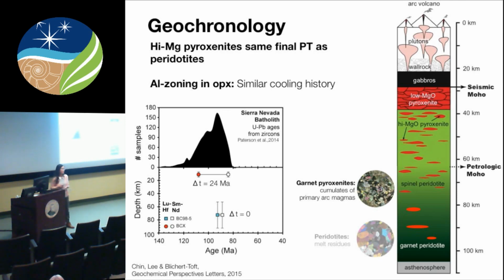The interesting thing, though, was the age systematics. We did a simultaneous spike to get both the lutetium-hafnium and a samarium-neodymium age at the same time on the same sample. And what we found was that the shallow sample, this one in the lower crust, had a large difference in the ages, so 24 million years, which is far higher than the analytical uncertainty. But the deeper sample basically had the same age between lutetium-hafnium and samarium-neodymium.